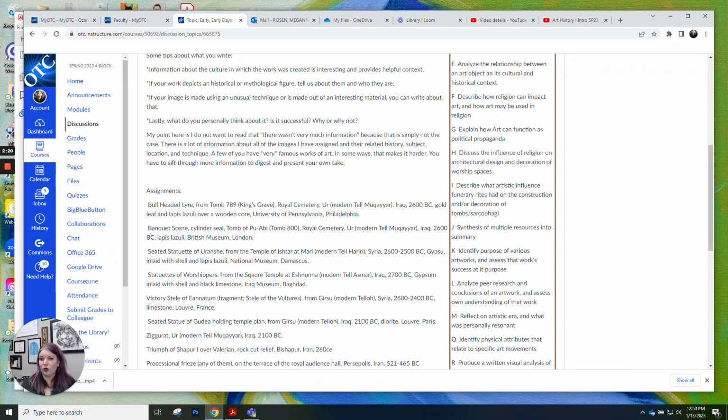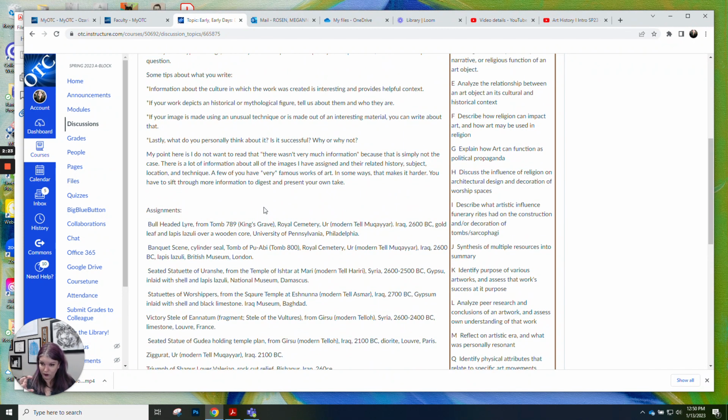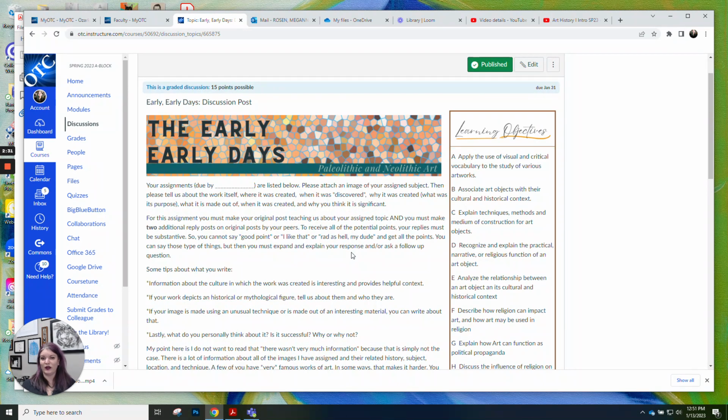First of all, you're going to post a picture of your item. So in this case, it'd be a picture of this lyre, which is kind of like a harp that has a carved bull head. And then you're going to tell us some things about it. After you've read everything, you're going to tell us about the work itself. Where was it created? When was it discovered? Why was it created? What was its purpose? Do we know its purpose? What is it made out of? When was it created, and why do you think it's significant? As an art historian, when you look at this thing, what do you think is significant to the culture that created it? What do you think is important about it?